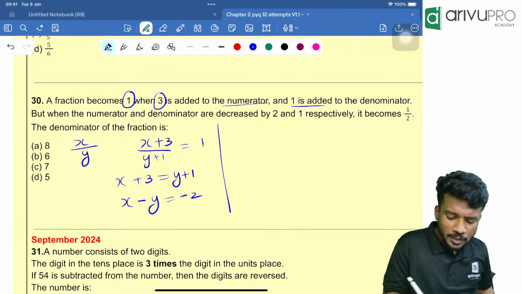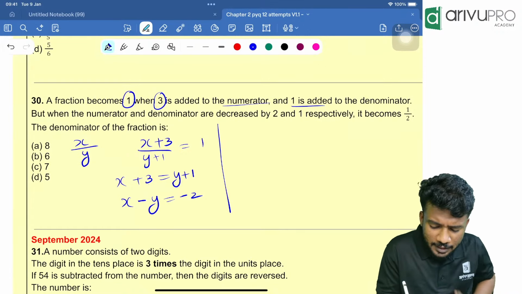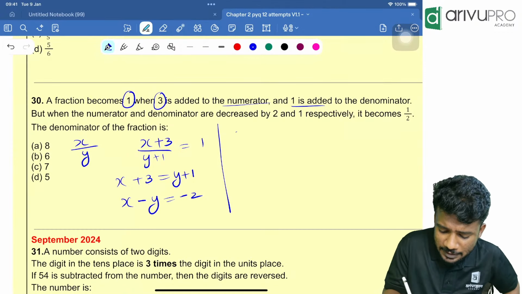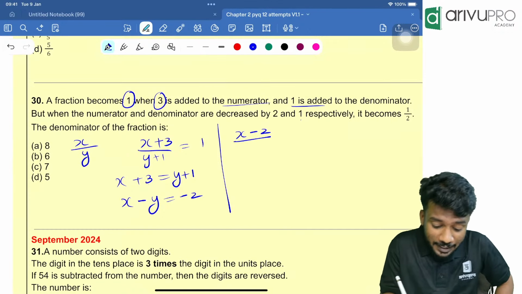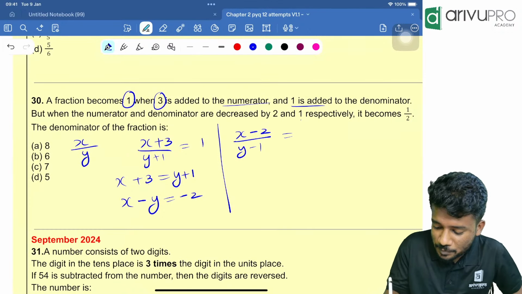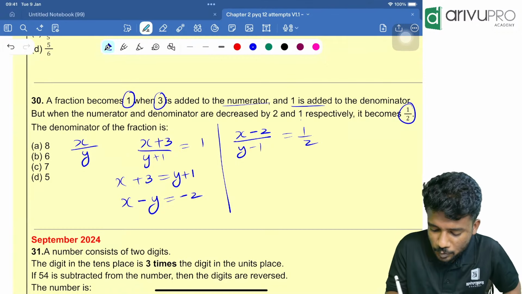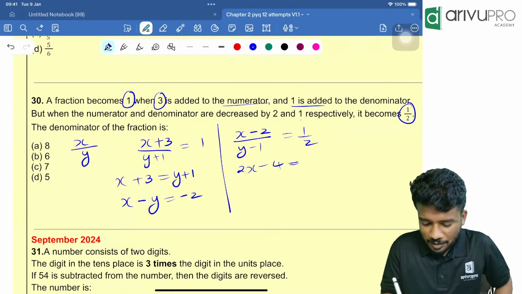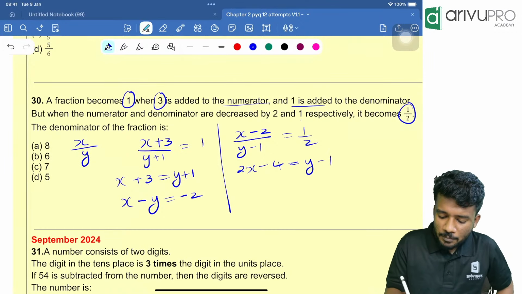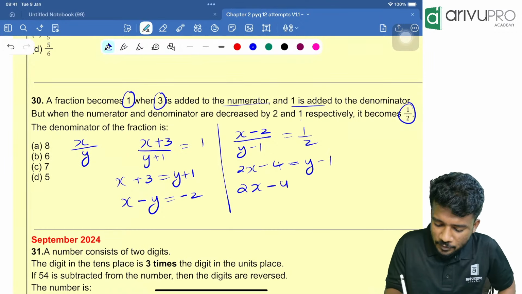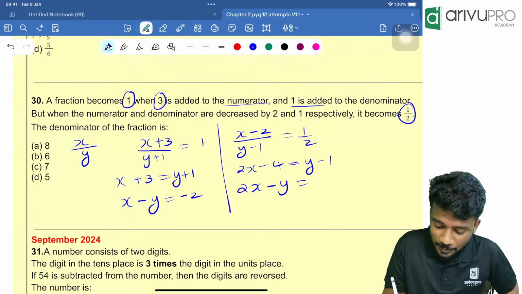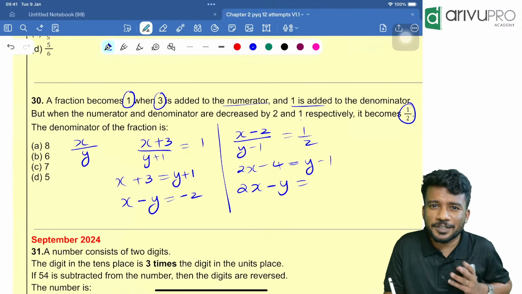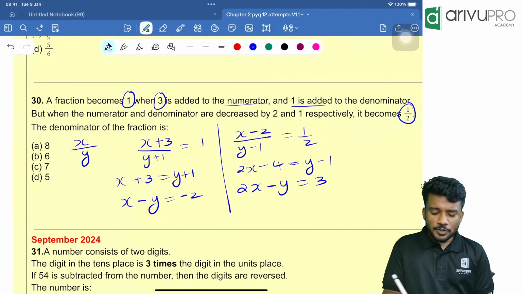Now look into the second one. When the numerator and denominator are decreased by 2 and 1, that means x minus 2 divided by y minus 1, which is the ratio becoming 1 by 2. Cross multiply. 2x minus 4 is equal to y minus 1. From that, 2x minus y is equal to, 4 goes to the other side and becomes plus 4, plus 4 minus 1, which is 3. So these are the two equations.